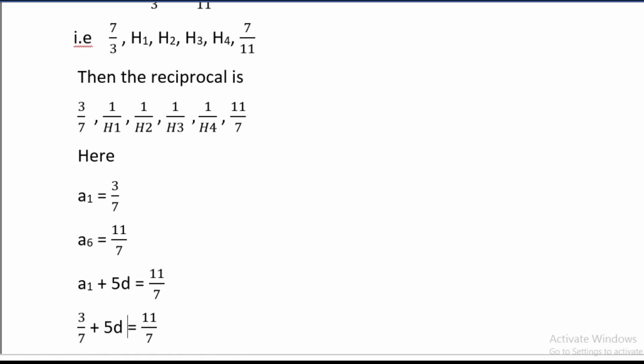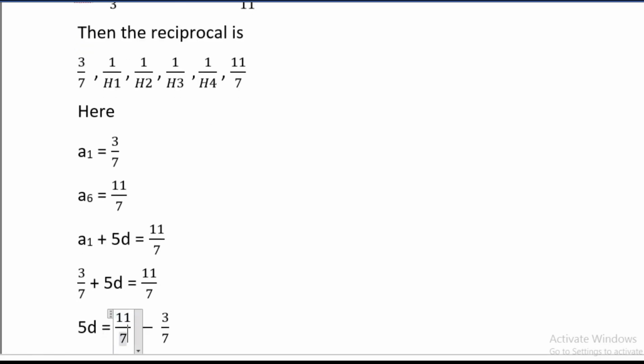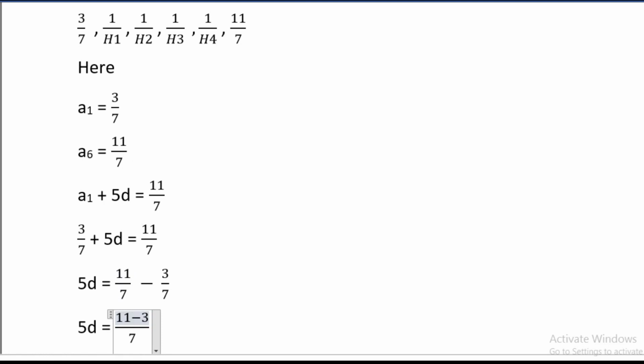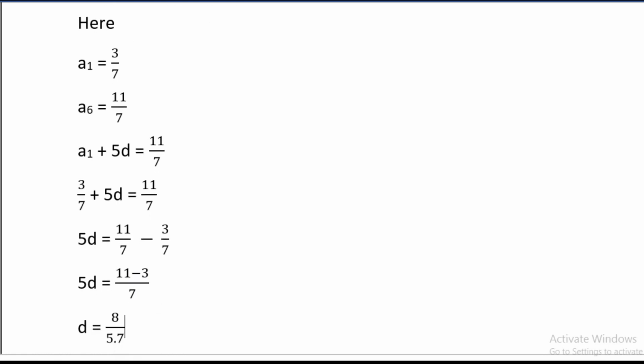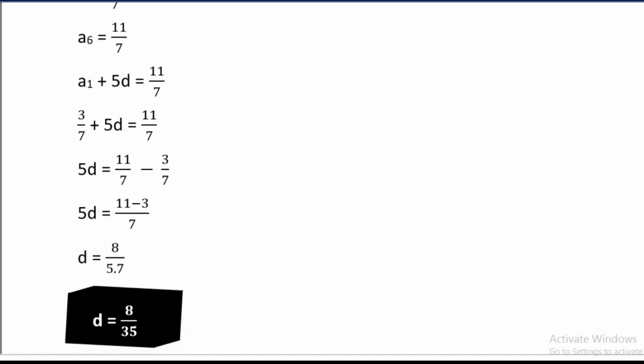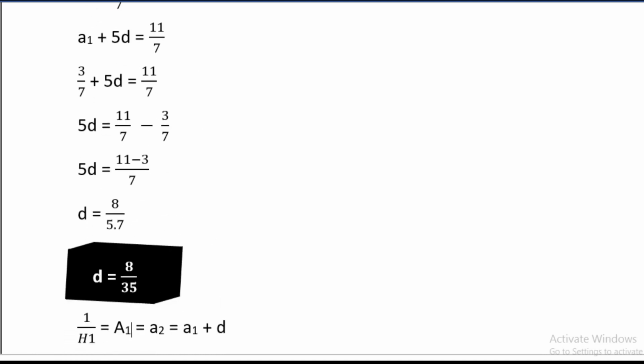So 5D is equal to 11 divided by 7, taking plus 3 divided by 7 from the left hand side to the right hand side, minus 3 divided by 7. So taking LCM equal to 7, 11 minus 3 is equal to 8 divided by 7. So dividing by 5 on both sides, D is equal to 8 divided by 5 multiplied by 7, which is 35. So the common difference is equal to 8 divided by 35.